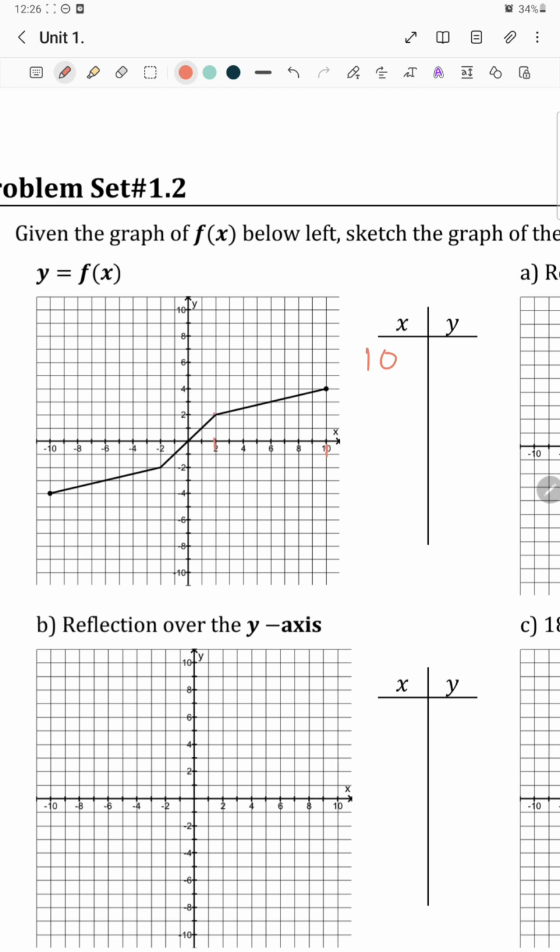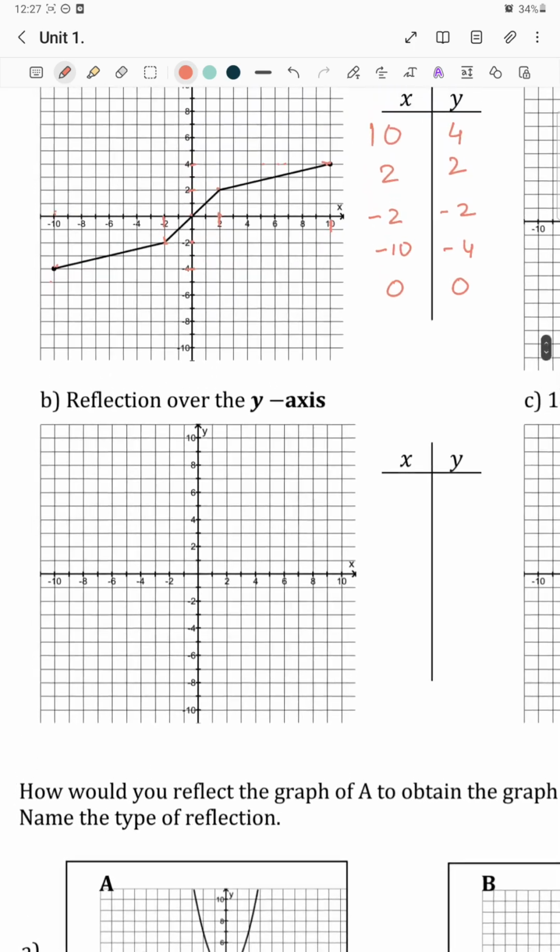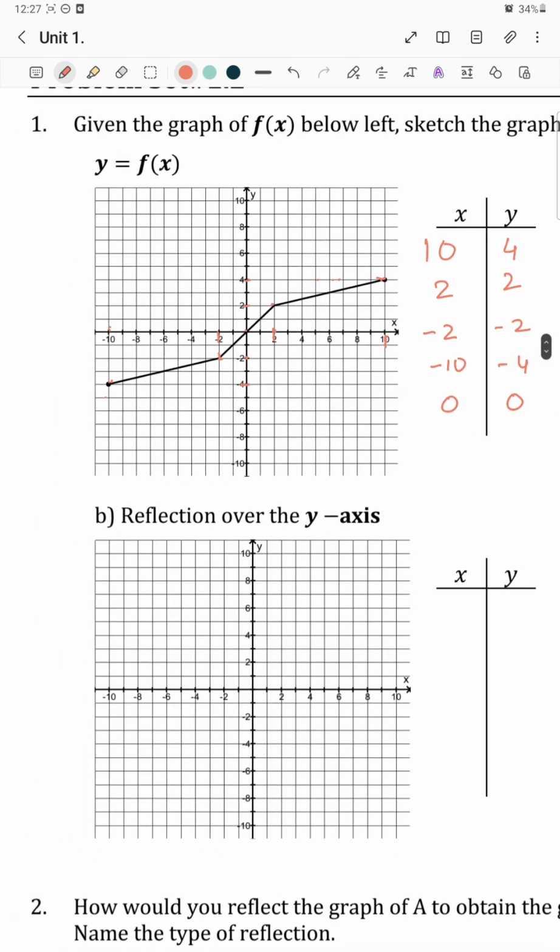Then the x value is going to break at 2, then the next break at minus 2, the next break is at minus 10, and there is 0. For 10 the y value is 4, for 2 it's 2, for negative 2 it's negative 2, for negative 10 it's negative 4, for 0 it's 0. This is the graph y is equal to f of x.